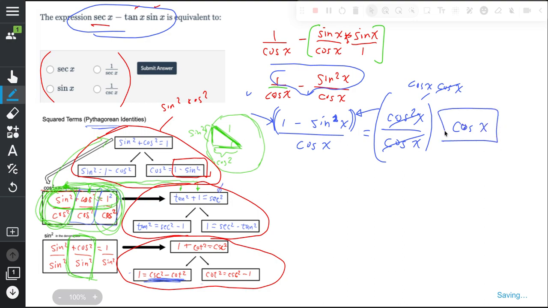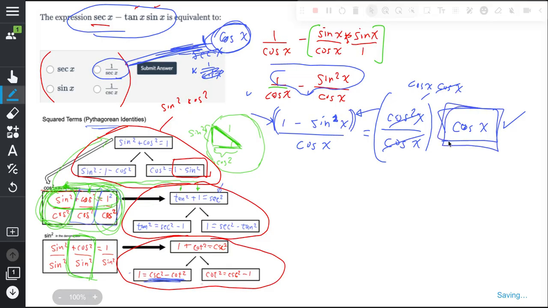Now, strange, this is not one of the answers. I don't see that answer here, but I do see that this is the reciprocal of secant x. And secant x is none other than 1 over cos x. So when you take 1 and multiply by the reciprocal of this, it's the equivalent of 1 over secant x. Cos x and 1 over secant x are the same thing. So therefore, the answer should be this.